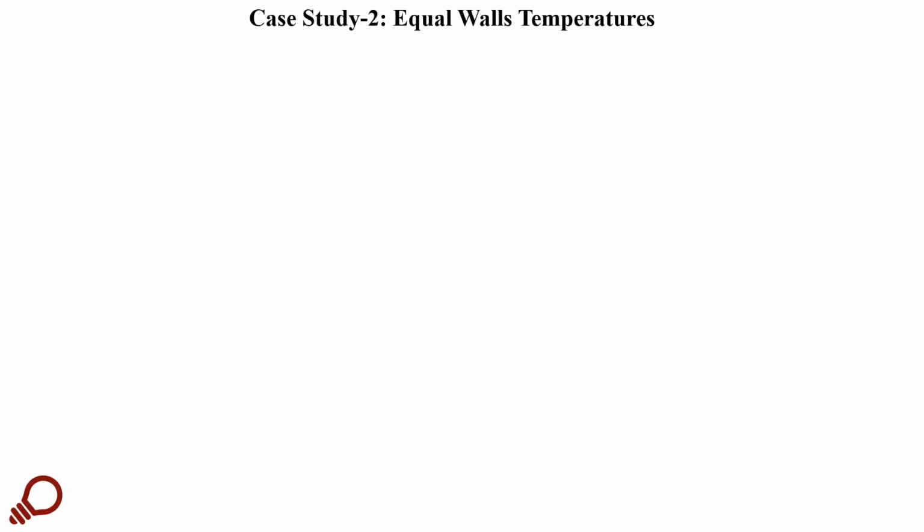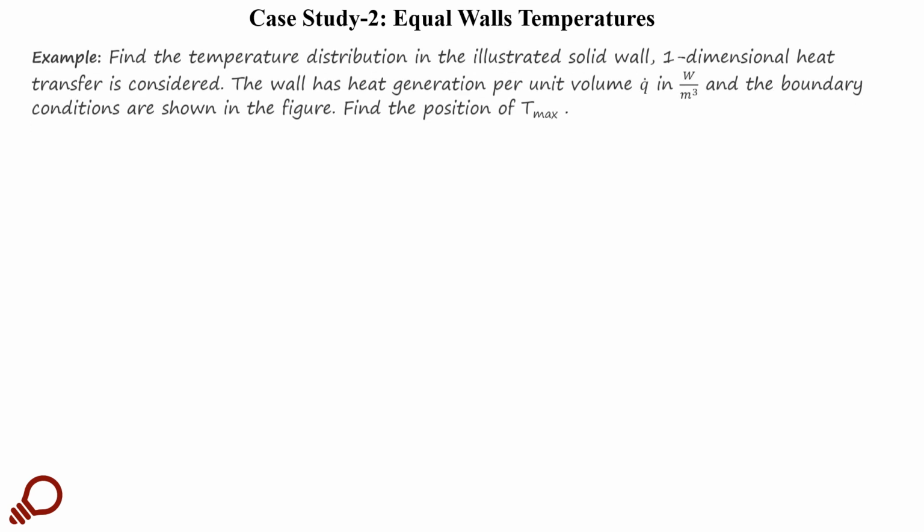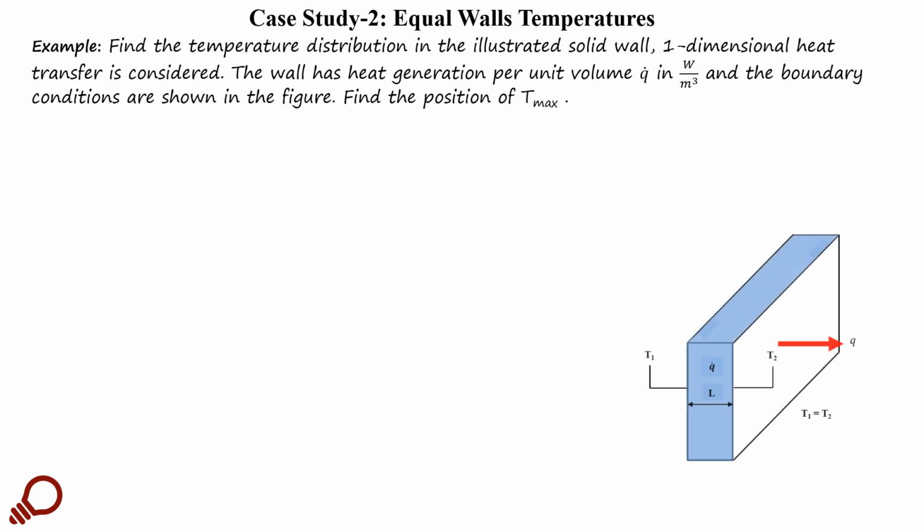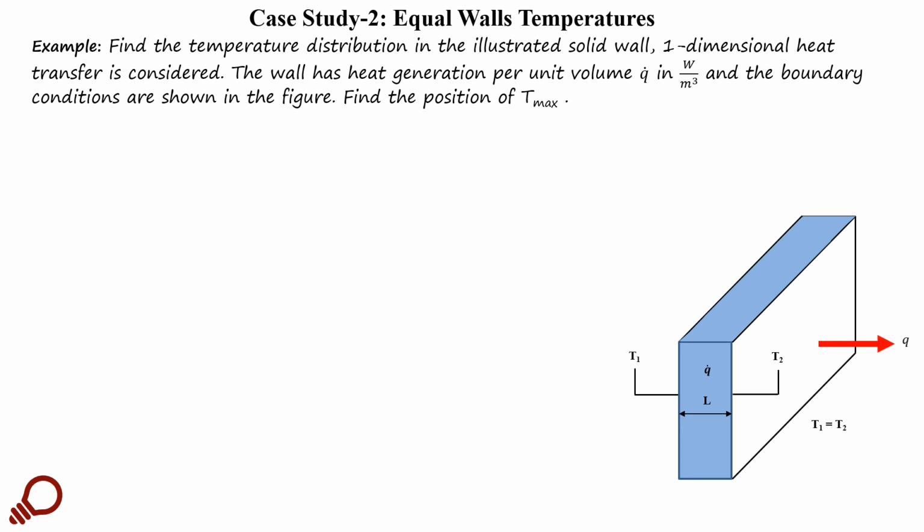Now, let us consider the case where we have constant temperatures at the walls. If we consider the wall shown in this figure, it is exposed to heat transfer in one-dimensional form with a heat generation q dot watt per meter cube with a thickness L, and we want to derive an expression for the temperature distribution through this wall, and we need to find the position of maximum temperature.